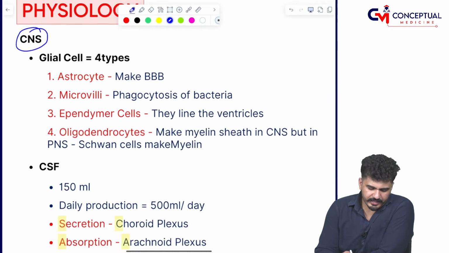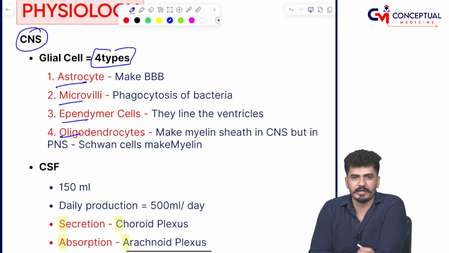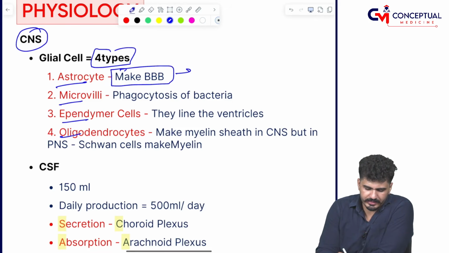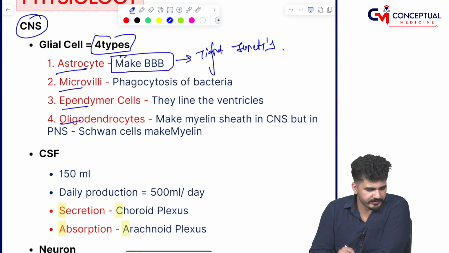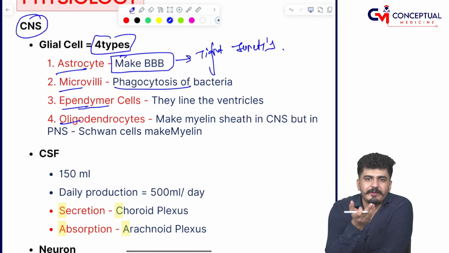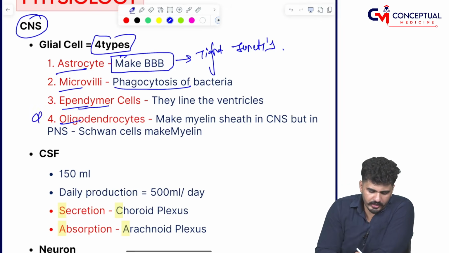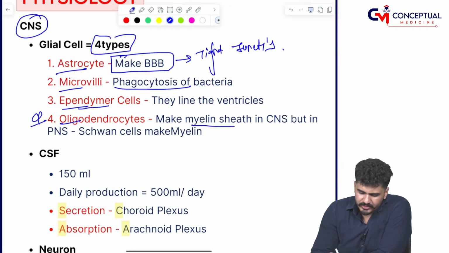So see, there are 4 types of cells we have in the CNS: astrocyte, microglia, ependymal, and oligodendrocytes. What are they doing? Astrocytes make the blood-brain barrier, and they are made up of tight junctions. Microglia are the phagocytosis of the bacteria. Ependymal cells line the ventricles, the empty spaces in the brain. Oligodendrocytes make the myelin sheath in the CNS.